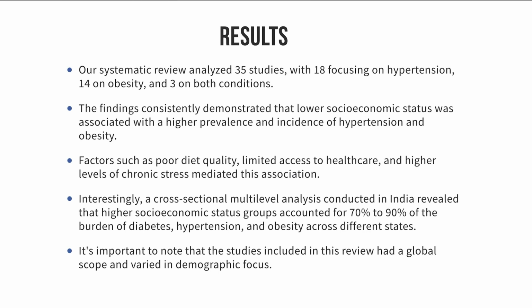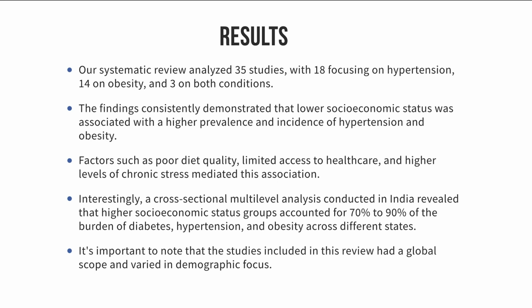Coming to the results section, our systematic review analysis had 35 studies, of which 18 focused on hypertension, 14 on obesity, and 3 on both conditions. The findings demonstrated that lower socioeconomic status was associated with a higher prevalence and incidence of hypertension and obesity. Various factors influenced this finding, especially poor diet quality. Lower socioeconomic status is often associated with limited access to healthy food options, resulting in poorer diet quality. An unhealthy dietary pattern, which includes high consumption of processed foods and sugary beverages, also contributed to the development of hypertension as well as obesity.